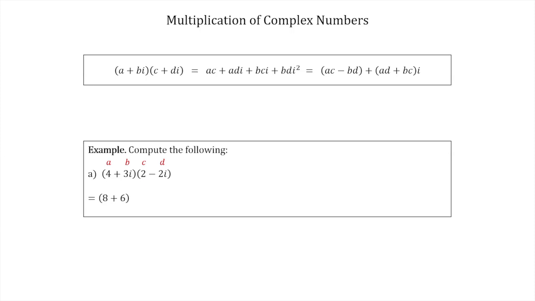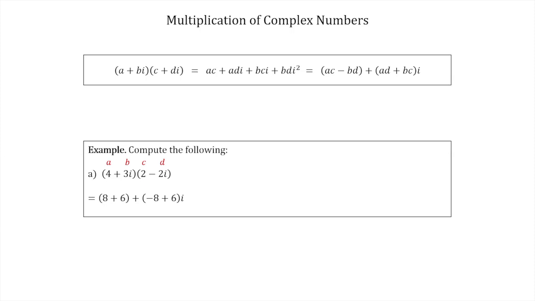And then we do minus b times d. Now b is 3 and d is minus 2. We have to make sure we take account of the sign of d. It's minus 2, so we have 3 times minus 2, which is minus 6, but then we're subtracting it. If you look at the definition, we have ac minus bd, so that's minus minus 6, which is plus 6. So we get 8 plus 6. And then we add to that the imaginary part, which is a times d, so 4 times minus 2, which is minus 8, and then b times c, 2 times 3, which is 6, and then we multiply that by i.